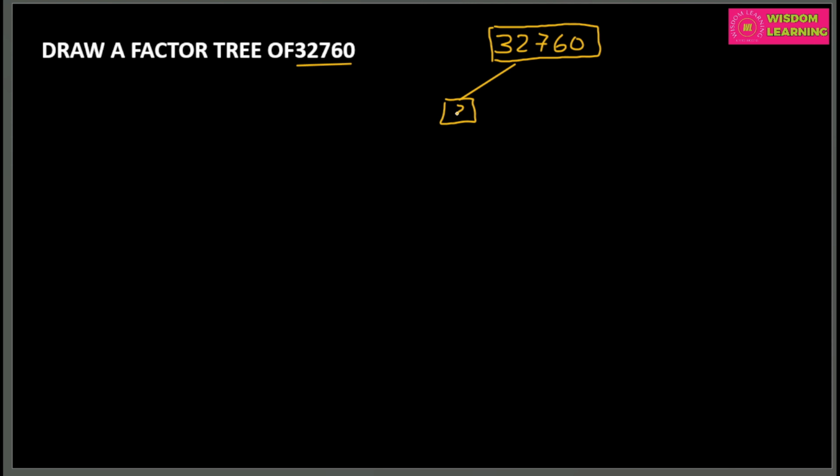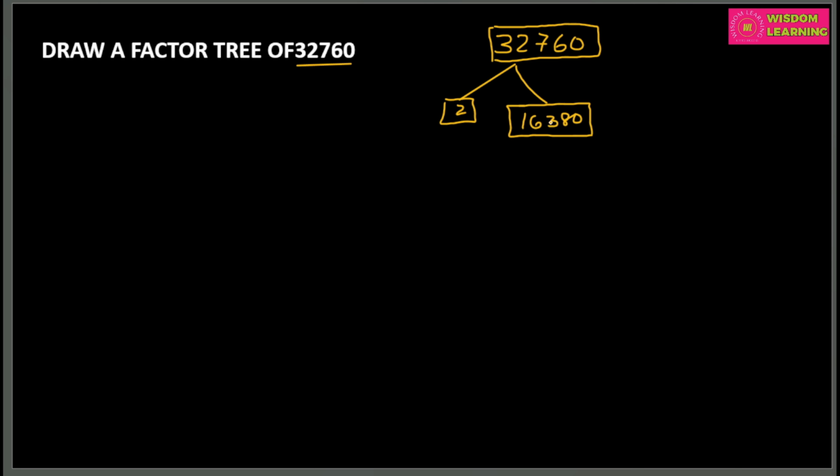Then what is the result when 32,760 is divided by 2? The result is kept in another branch. This is called a tree diagram, a factor tree. So we get 16,380. Again the last digit is 0.